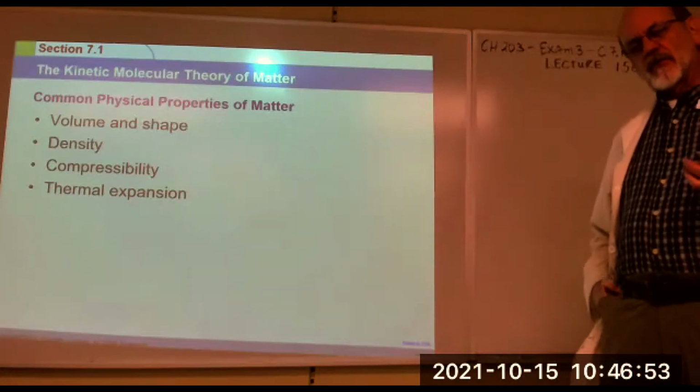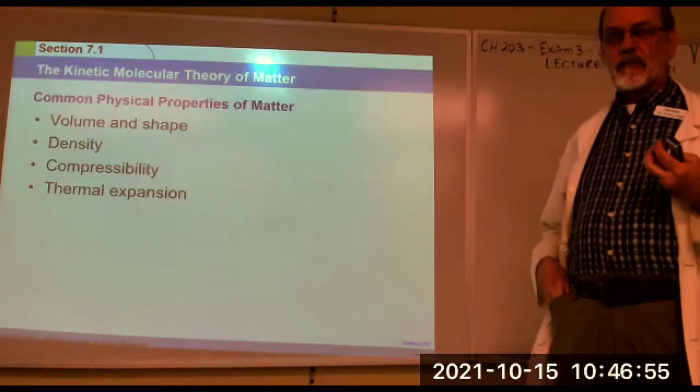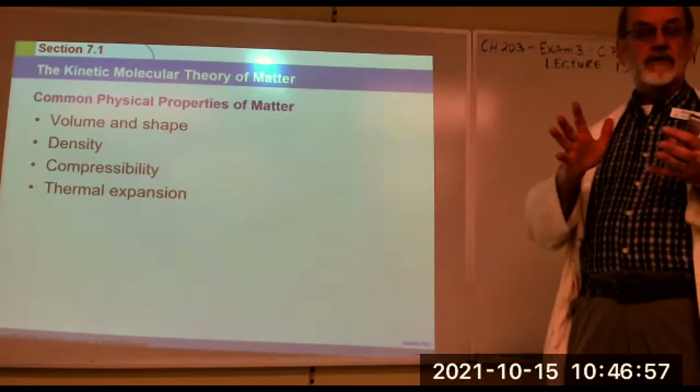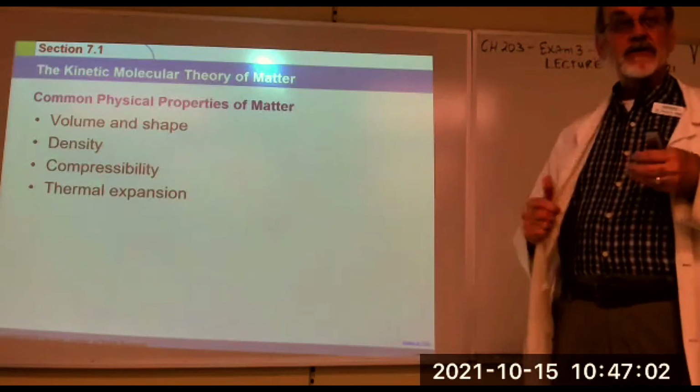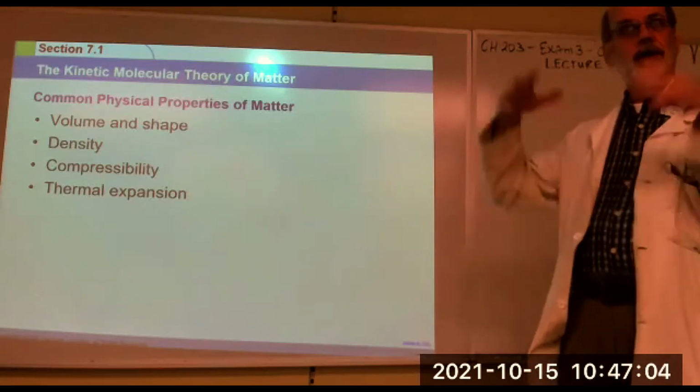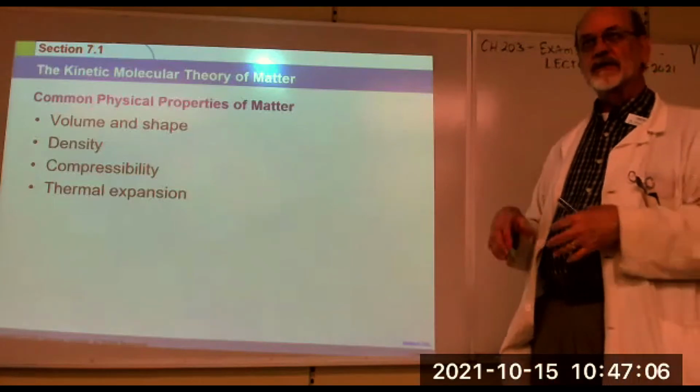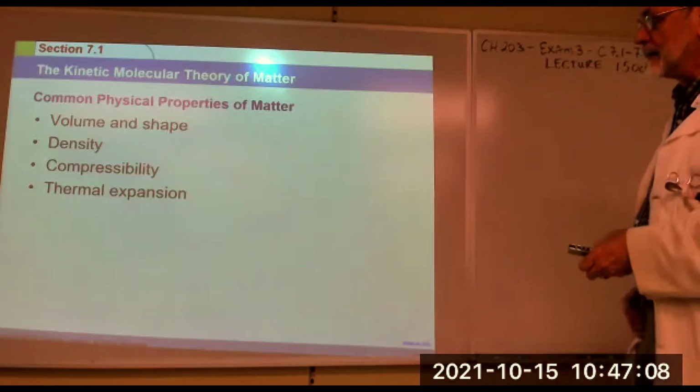Now, what's responsible for compressibility? How much space is there between the molecules? Then you can push them closer together. In liquids, there's not a lot of space. In gases, there's lots of space. So compressibility makes sense for a gas.